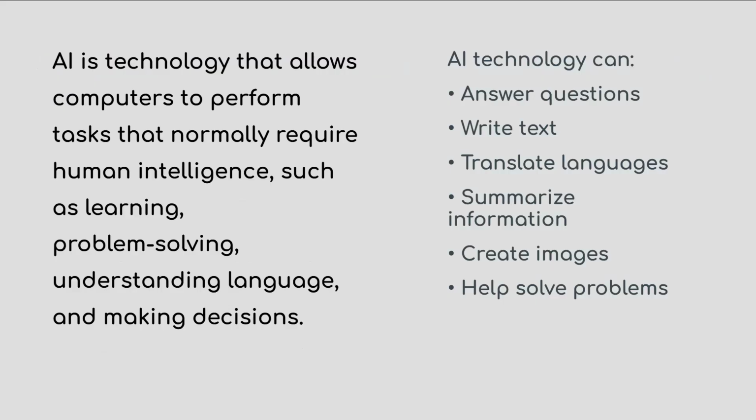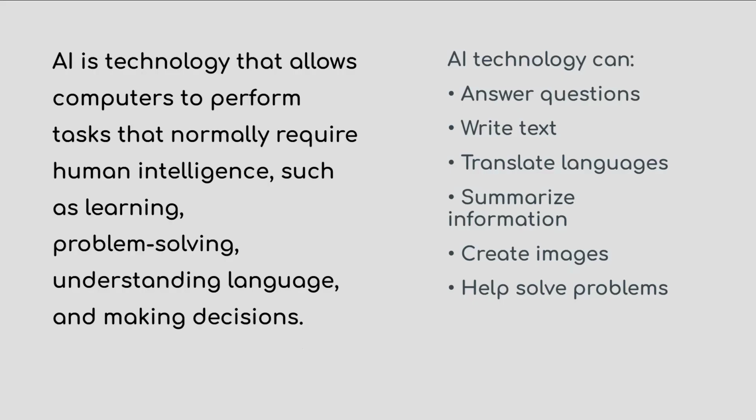But let's begin with what AI is. So AI is technology that basically allows computers to perform tasks that normally require human intelligence. So this might include learning, problem solving, understanding language, and making decisions. So if you've used AI before, you know that the technology can answer questions, write text, translate languages, summarize information, create images. You can also edit images, and it can also help you solve problems.